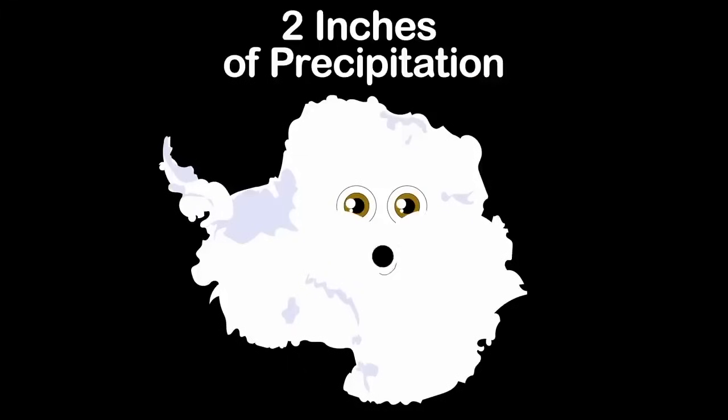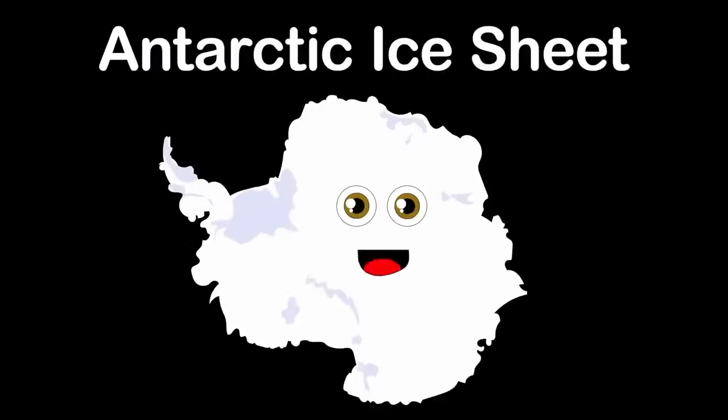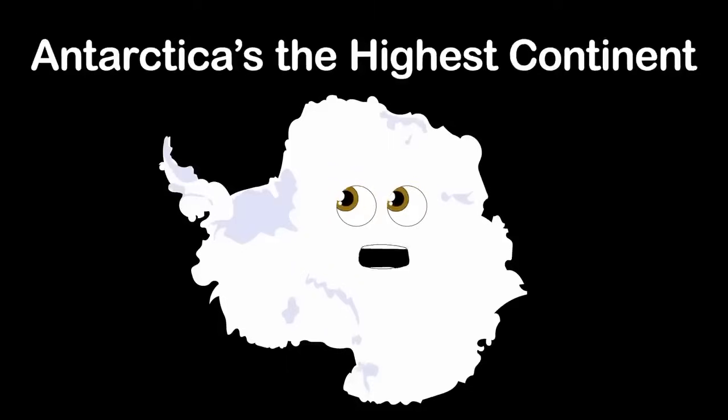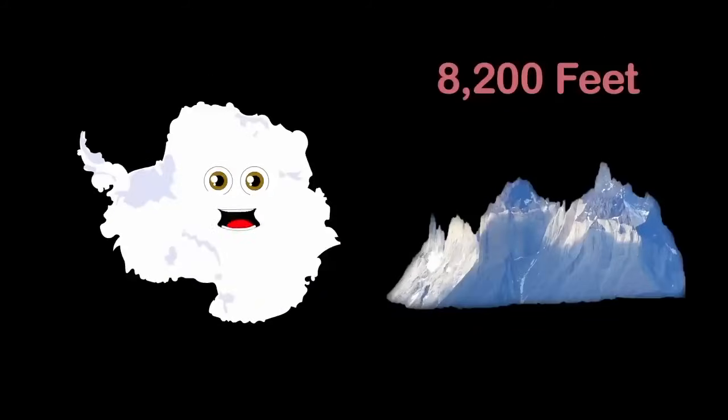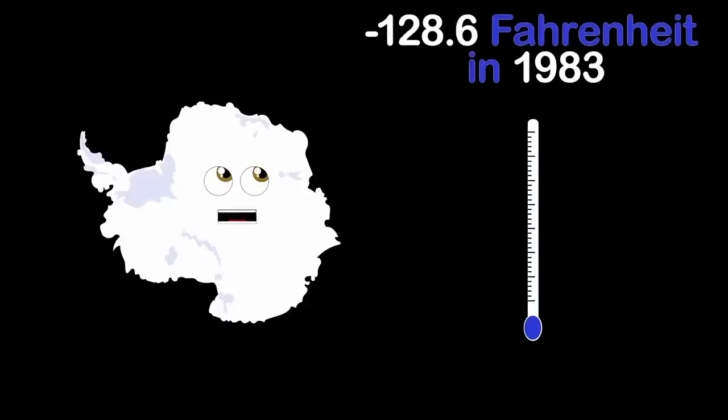Typically I receive 2 inches of precipitation each year, primarily in the form of snow. Sahara Desert gets more than here. The Antarctic ice sheet covers more than 98% of me. Over 70% of Earth's fresh water is frozen in this ice sheet. Antarctica is the highest continent on our Earth. The average elevation is 8,200 feet for what it's worth. The lowest temperature on Earth was recorded on me, -128.6 Fahrenheit in 1983.